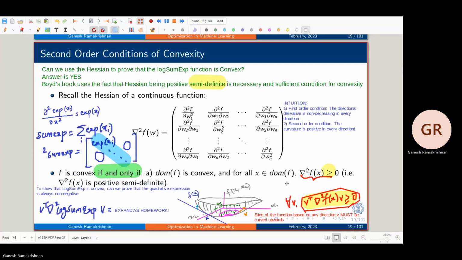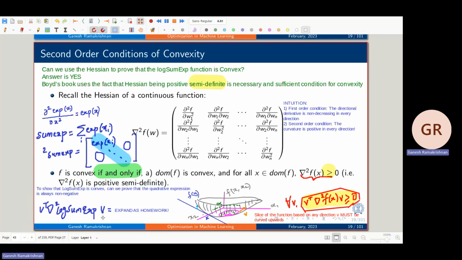Okay, so in fact, for log sum exp, if you can go ahead and do the homework, V transpose Hessian of log sum exp V. If you expand it, that's what Boyd does in his book. He shows that it can be easily shown to be always greater than or equal to 0. See, positive definiteness, one way of writing it is all eigenvalues are greater than or equal to 0. The other way of saying it is that V transpose Hessian V is greater than or equal to 0. All these are equivalent definitions, right?